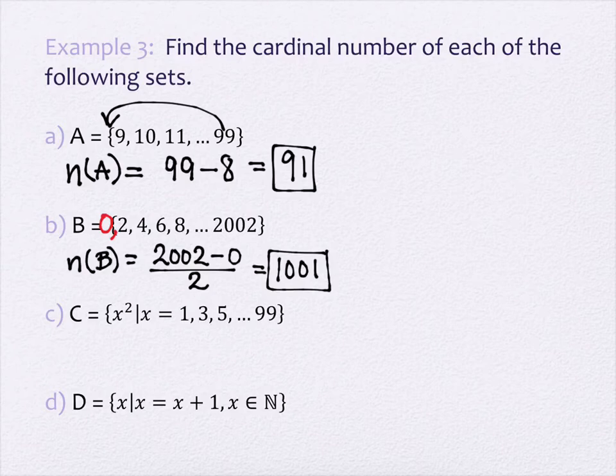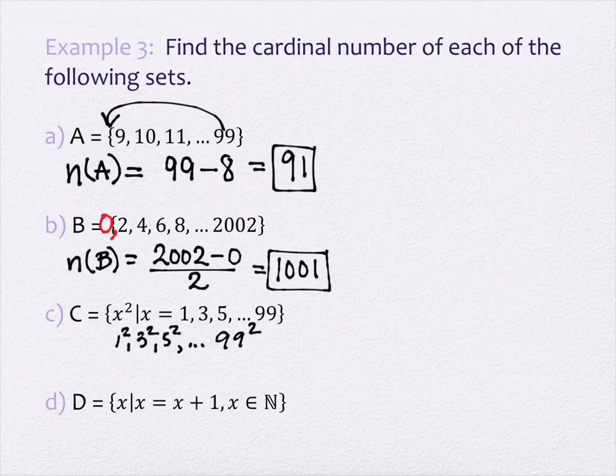Okay, C is interesting because it looks like somehow it's harder to work with because it's got that set builder notation, right? But if you really think about what it's telling you to do, the set is not 1, 3, 5, 7, 9, and so forth. The set is actually like 1 squared, 3 squared, 5 squared, all the way up to 99 squared. But does the squaring of the numbers change how many numbers there are? No, it's completely irrelevant. It changes the elements, but it doesn't change how many elements I have.